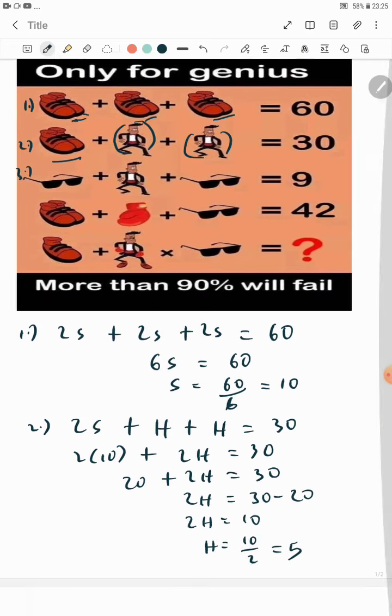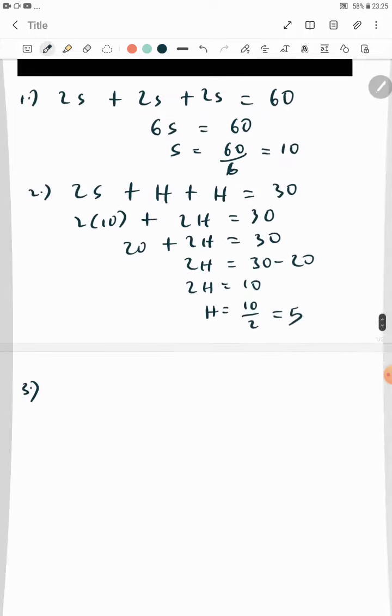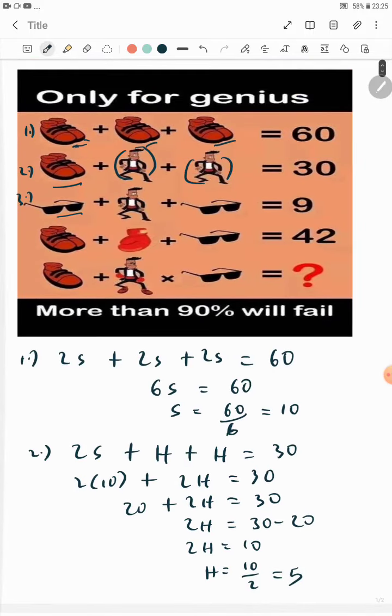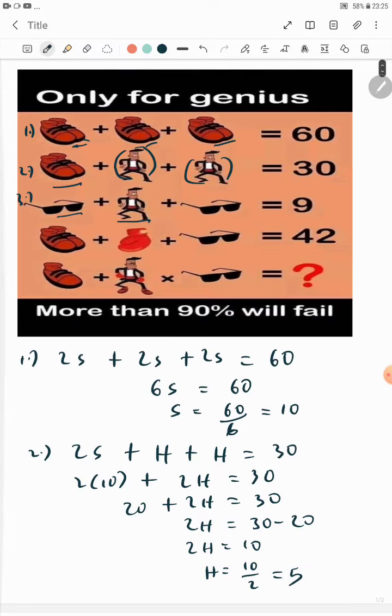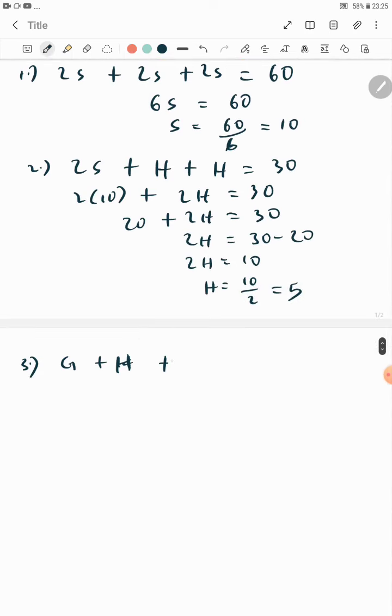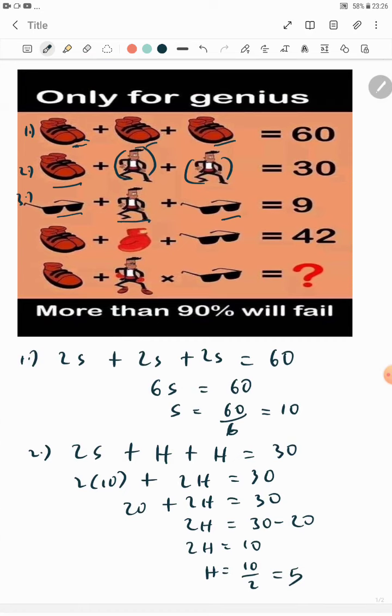Now let's go to the third equation. In the third equation that we have here, we can see that we have a Google. Let's use G for Google, plus this human being, which is H, and we have another Google equals 9. So plus another Google equals 9. We already have the value of H, which is actually 5. So G plus G will give us 2G plus 5 equals 9. 2G equals 9 minus 5. 2G equals 4. G equals 4 divided by 2 equals 2. So that means that each of these Google here is actually equal to 2.